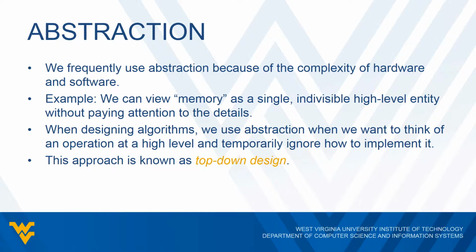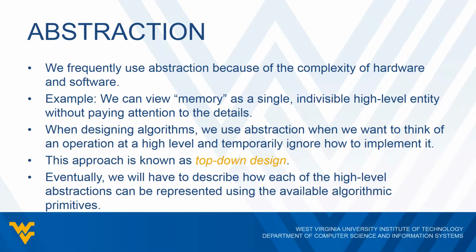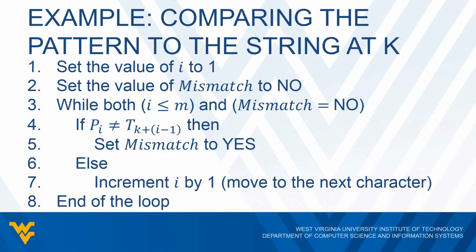And we can even do that with our algorithms. We may take a high-level step in our algorithm, and then we may break that step down into more detailed steps in a second algorithm. Eventually we're going to have to describe each of these high-level abstractions and break them down into available algorithmic primitives. It's just that our initial algorithm may not necessarily have it, but when we address these high-level steps, they will be broken down into more detailed steps.